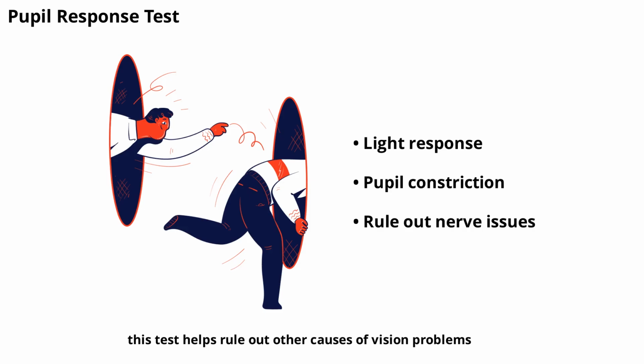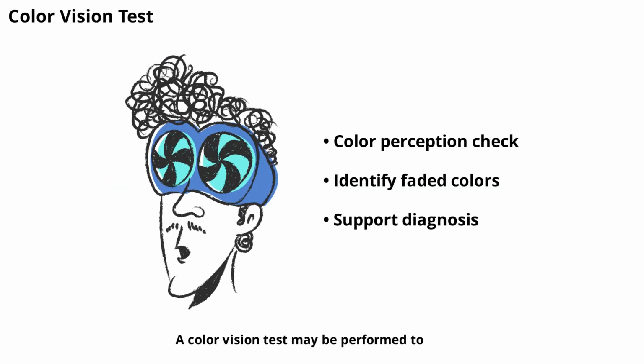causes of vision problems. A color vision test may be performed to check for changes in your ability to distinguish colors. Cataracts can sometimes cause colors to appear faded or yellowed. By identifying any changes in color perception, the doctor can gather more evidence pointing toward a cataract diagnosis.